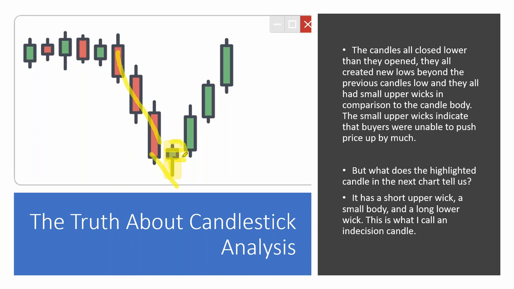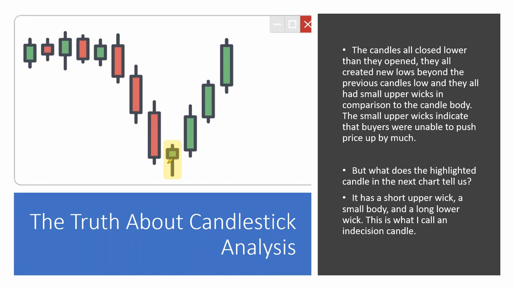What we're looking at is the body of the candle. The body of the candle is very small. When we see that, it shows us the market has shifted to indecision. The previous candles all closed lower than they opened. They created new lows beyond the previous candle low, and they all had small upper wicks in comparison to the candle body. The smaller upper wicks indicate the buyers were unable to push price up much. So that tells us that the bears were in control.